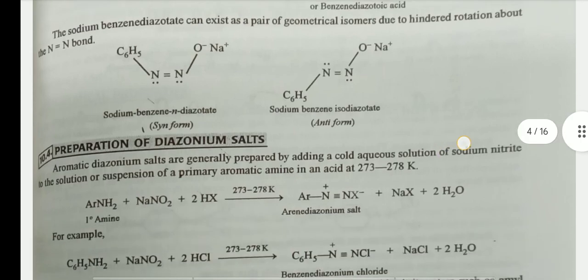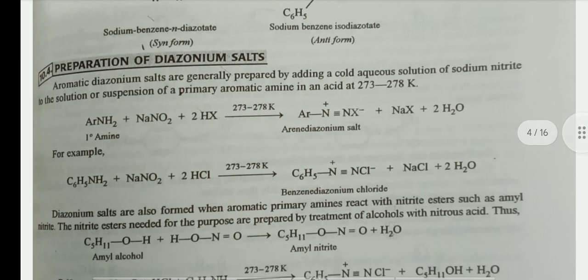Preparation of diazonium salt. Aromatic diazonium salts are generally prepared by adding a cold aqueous solution of sodium nitrite to the solution or suspension of a primary aromatic amine in an acid at 273 to 278 Kelvin. ArNH2 plus NaNO2 plus 2HX, at 273 to 278 Kelvin, gives ArN2+X- plus NaX plus 2H2O. Arene diazonium salt.